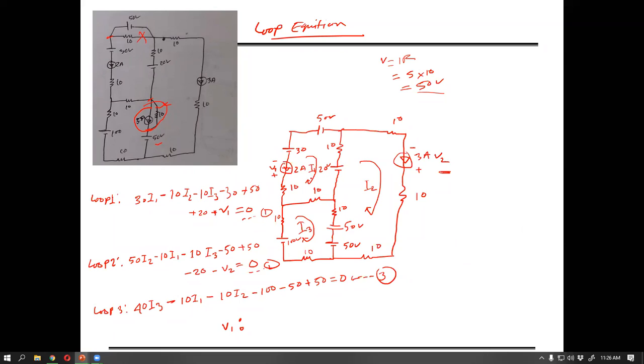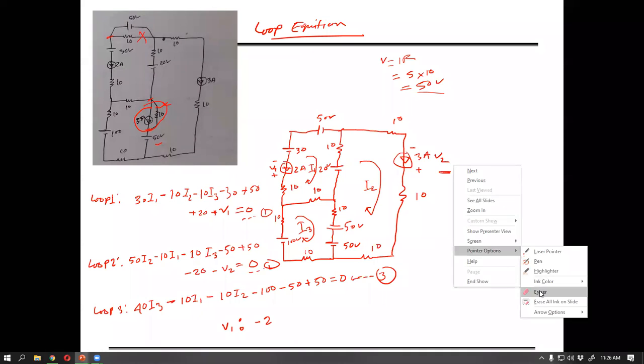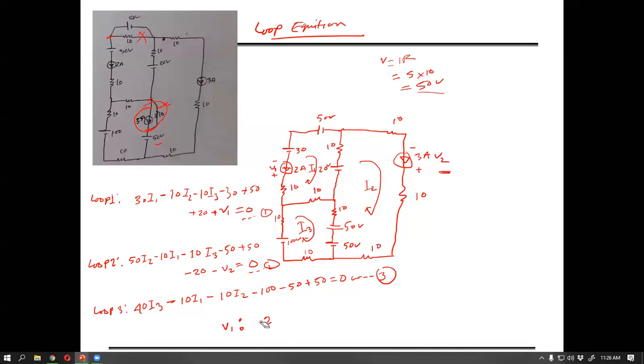So current reverse means this is the minus I2, sorry, I1. I1 is equal to -2. I1 is equal to -2 ampere, okay.